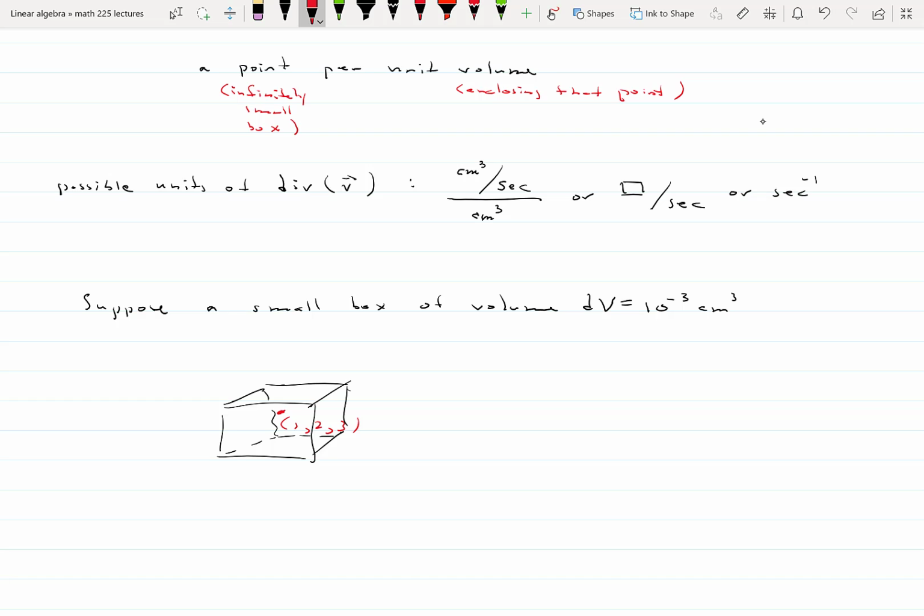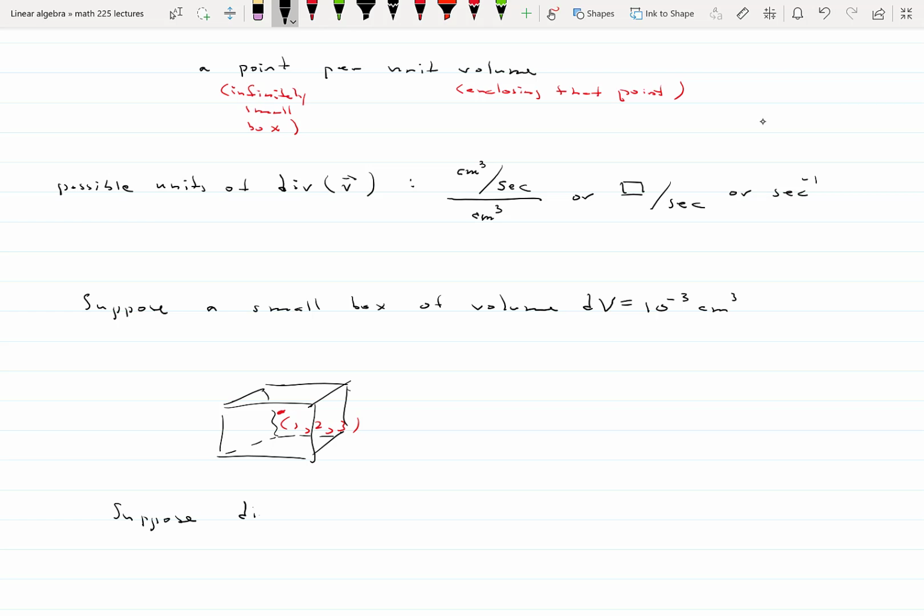The divergence of V might seem strange on its own. But let's say, suppose, let's do this.